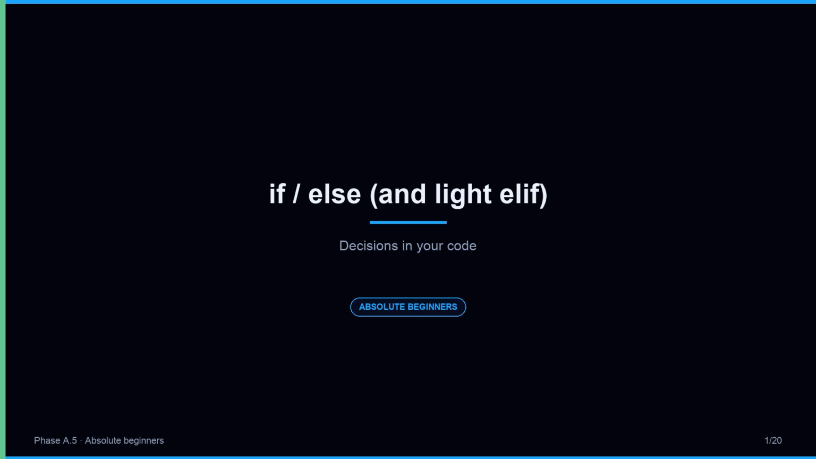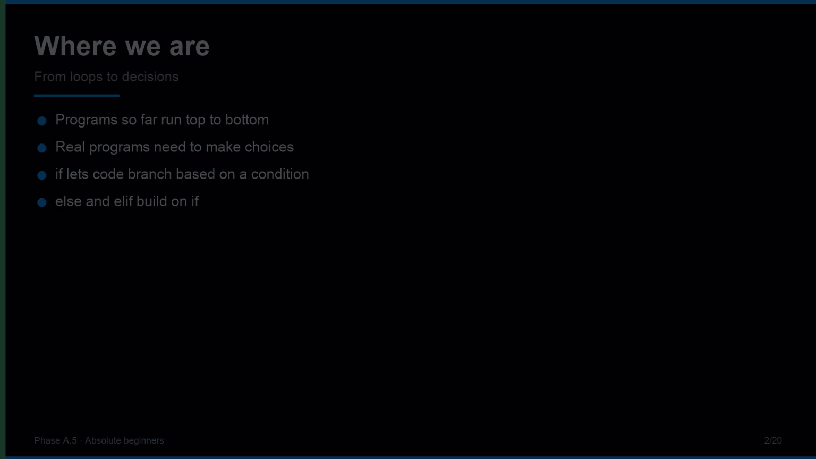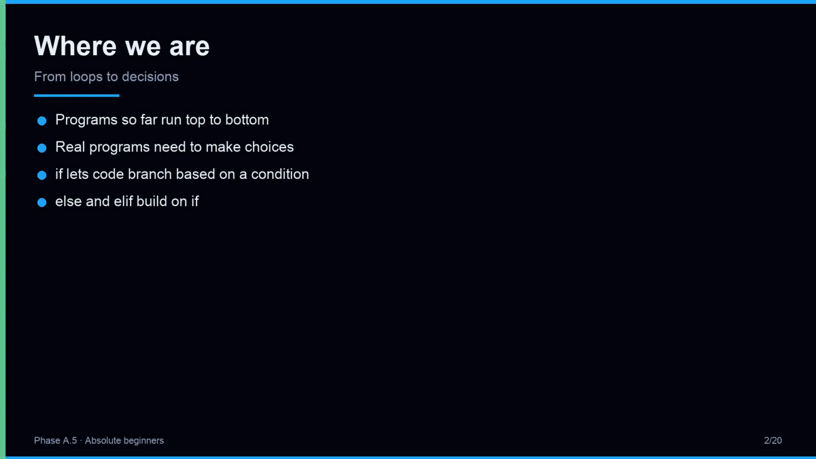The tool for this is the if statement. Today you learn if, then else, then elif for multiple branches. Slow, one idea at a time. Branching starts here. Look at what you can do so far. You can store values in variables. You can call functions. You can loop over collections with for. But your code always runs the same way, top to bottom, no choices.